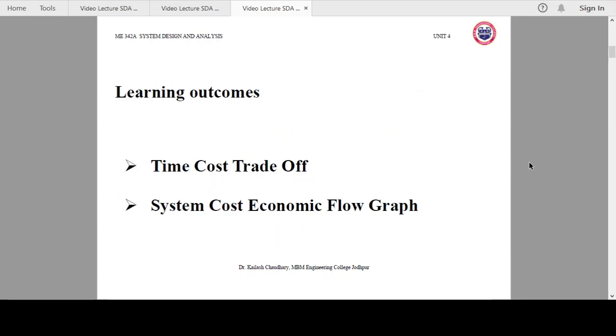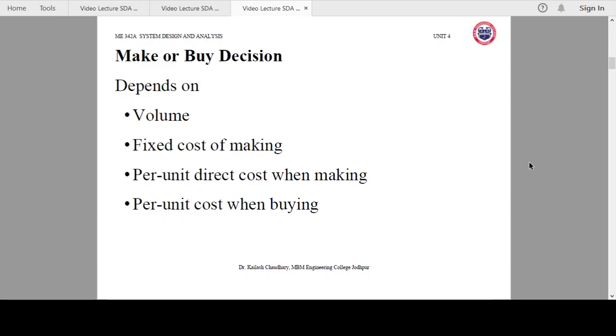In this lecture, we will cover the time cost trade-off techniques and how we use the system cost economic flow graph to calculate the relevant cost as per our demand. So it starts with the make or buy decision: how you decide if you make a product or buy a product. If you are a production planning manager, or an owner of any company or production unit, then you need to decide which product you need to make and which product you need to buy.